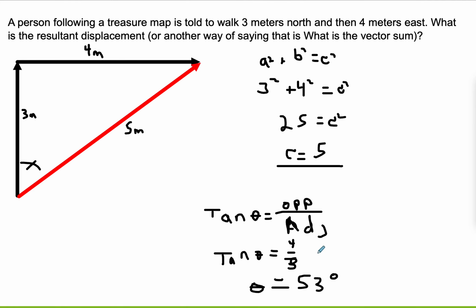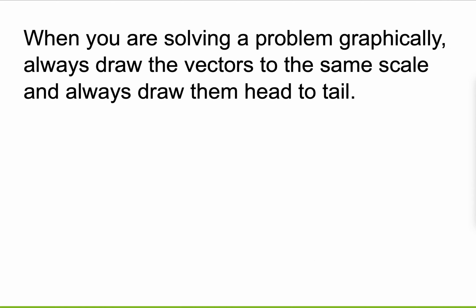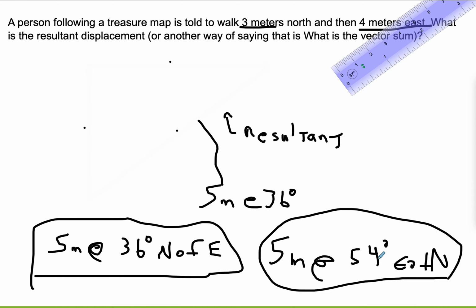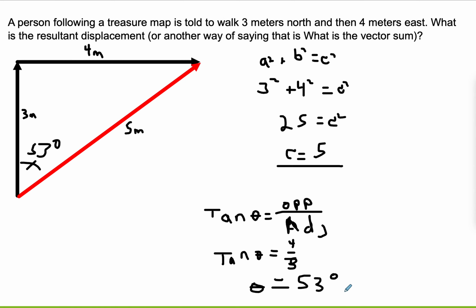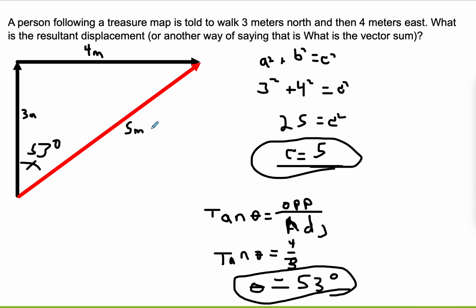53 degrees. So that would be 53 degrees east of north. And actually, when we measured it with our protractor, it was 54. So we were pretty close, right? Not exactly perfect. So the magnitude part, 5 meters. The angle part, 53 degrees.